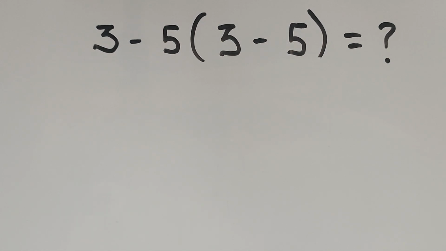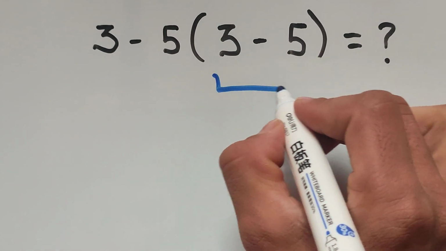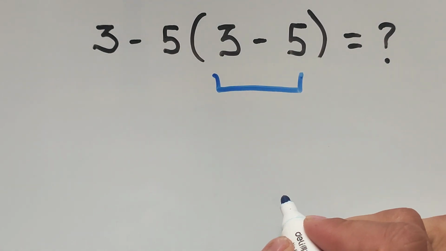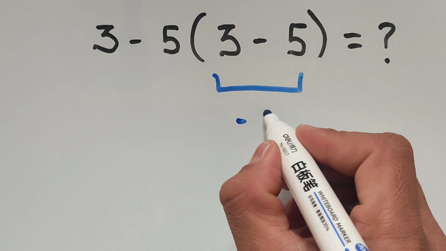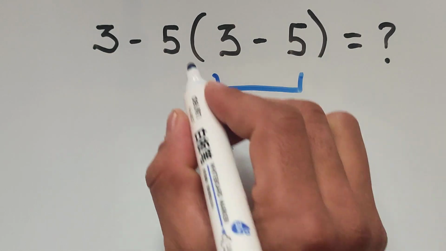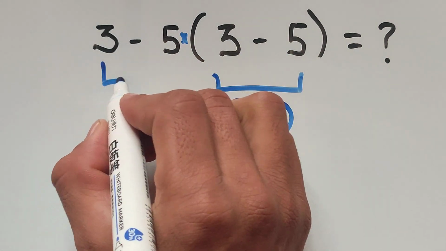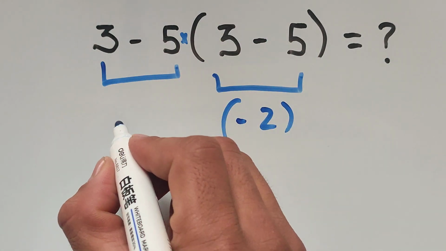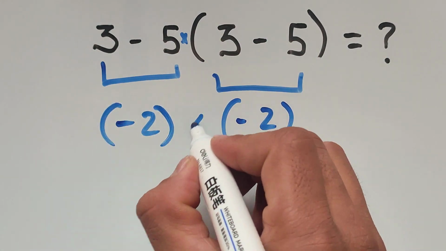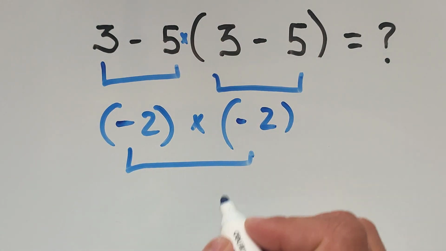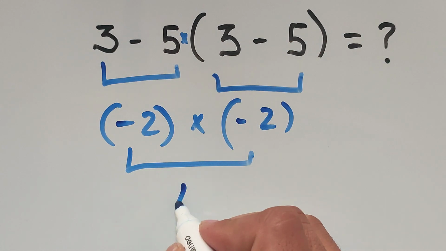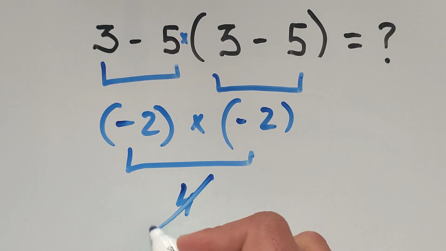Let's begin to solve this math problem. Okay, first we do this. 3 minus 5 gives us negative 2, and there is multiplication here. 3 minus 5 gives us negative 2, and negative 2 multiplied by negative 2 equals positive 4, but this is not the correct answer.